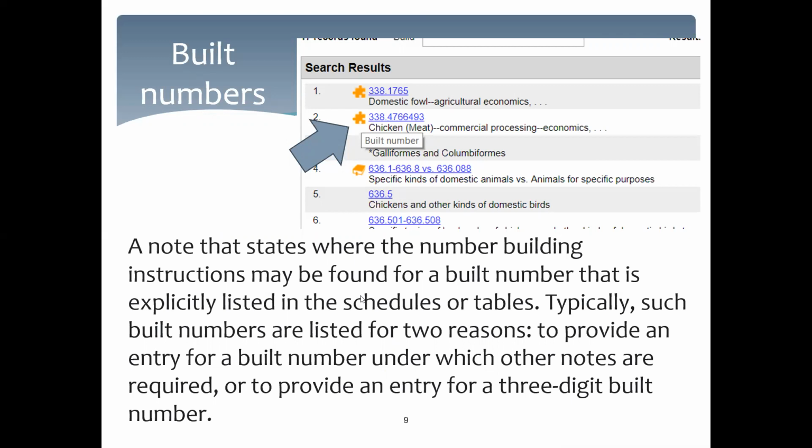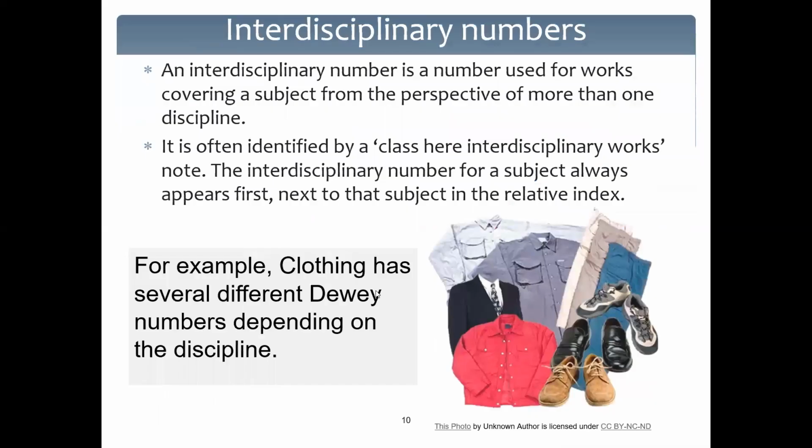Built numbers are usually listed for two reasons. They're to provide that entry point, as I already talked about, or they're to provide an entry for a three-digit built number. And we'll look at some examples of that as we go along in the next couple of weeks. So the next couple of weeks, we'll be looking at a little bit more examples, but we'll still be covering some of the vocabulary and terminology as we go along.